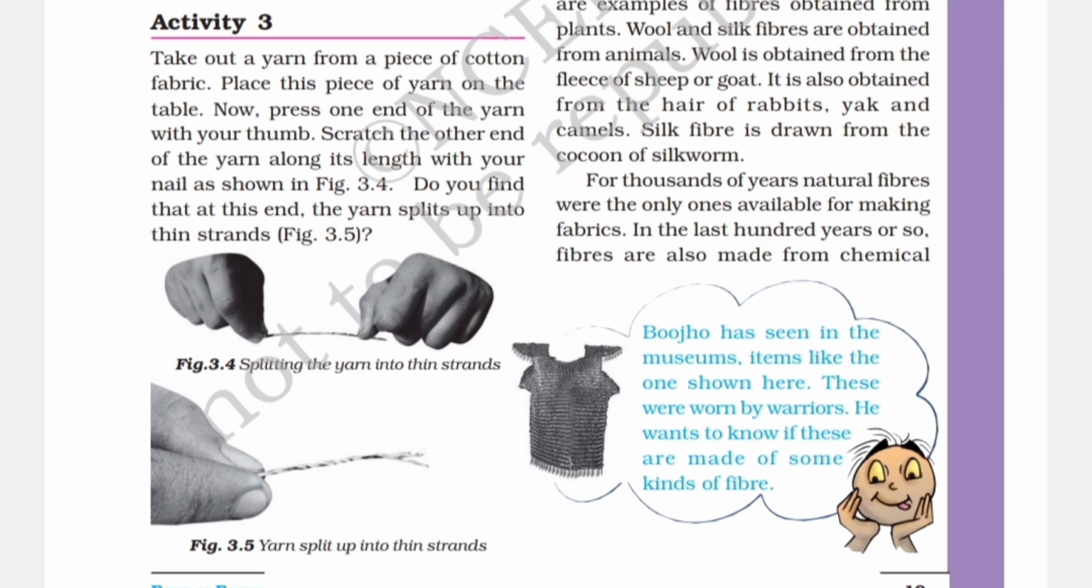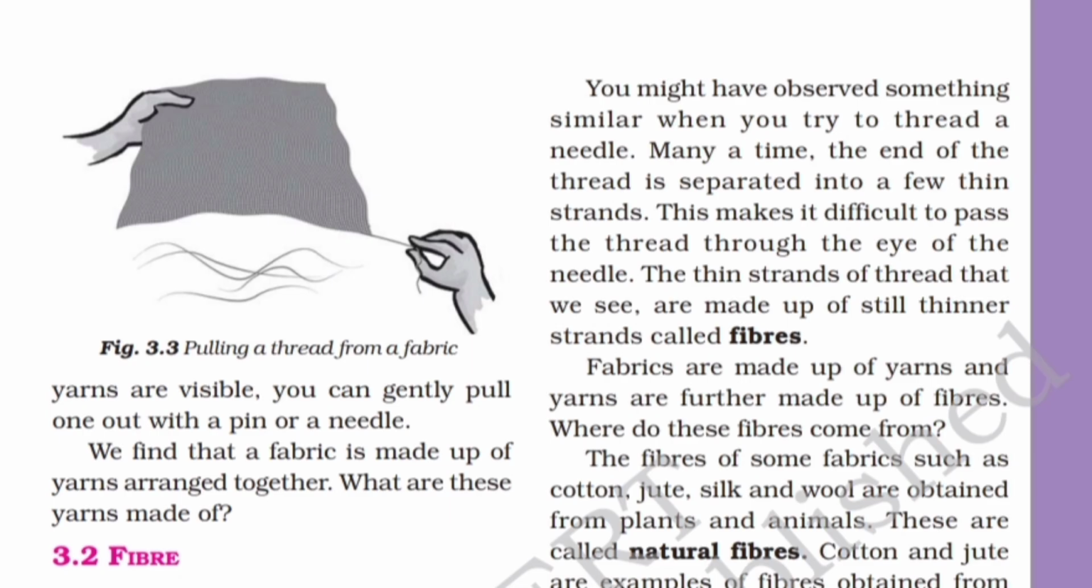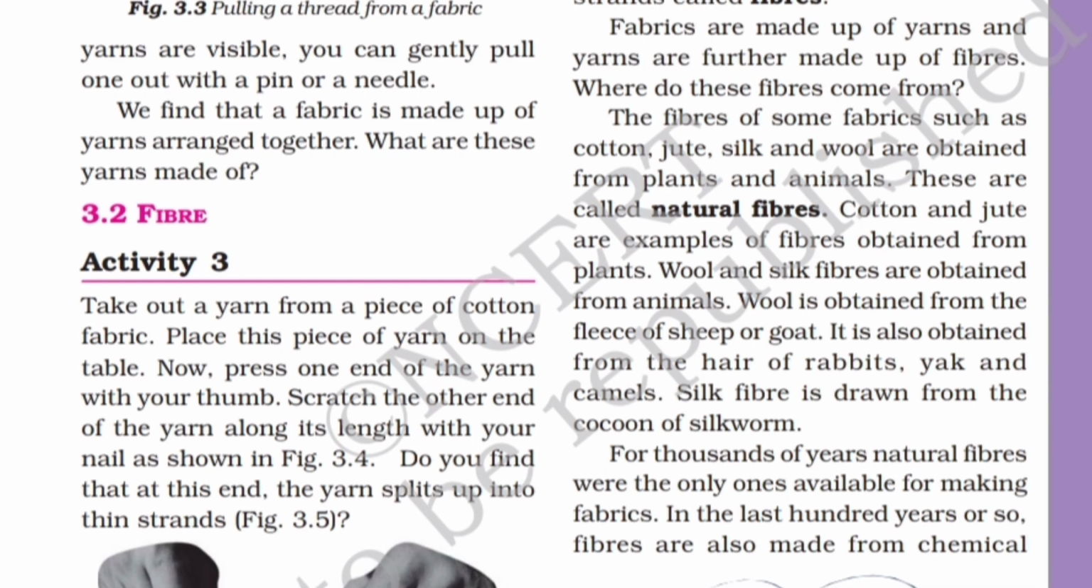And what is a fiber? The cloth or the fabric is made up of so many yarns arranged together, and the yarn is made up of strands, and each strand is made up of thin, very fine strands. These are called fibers. Okay, then where do these fibers come from?